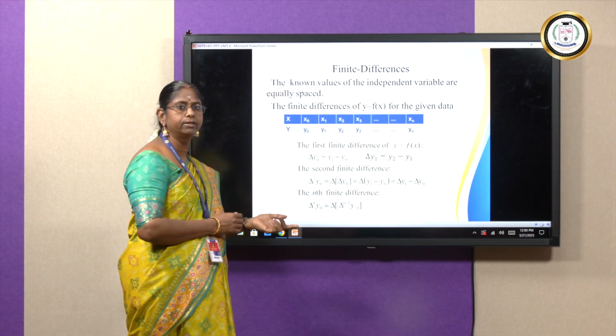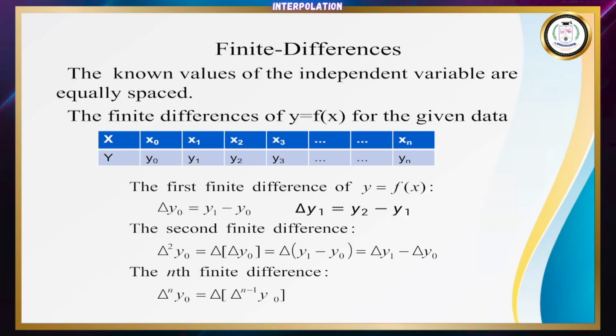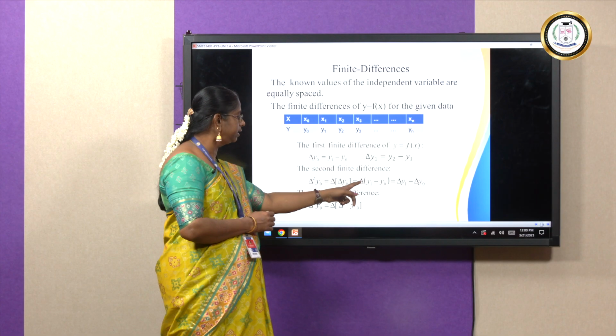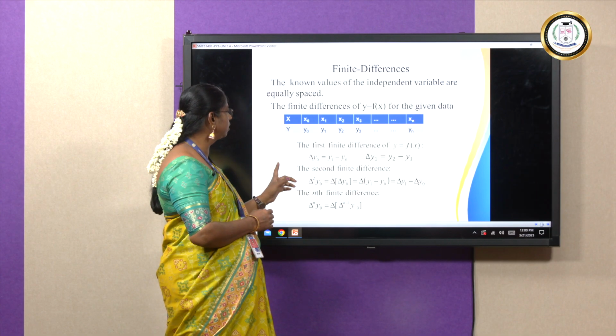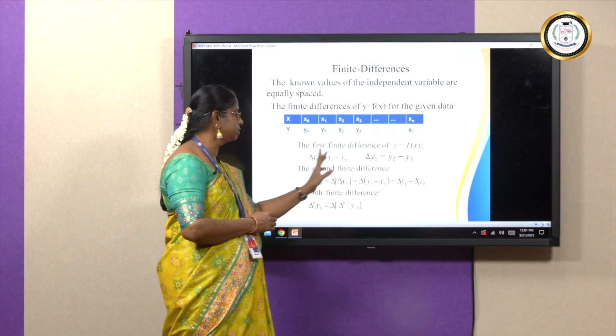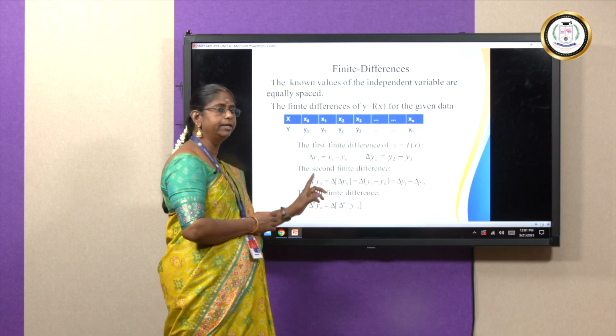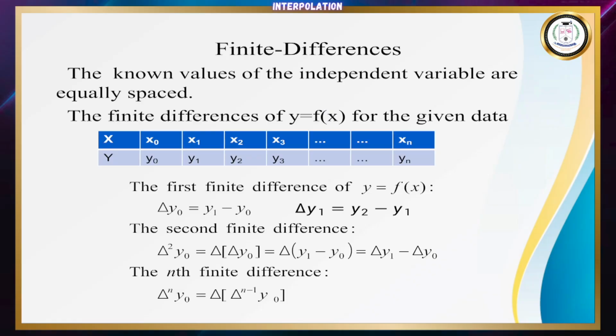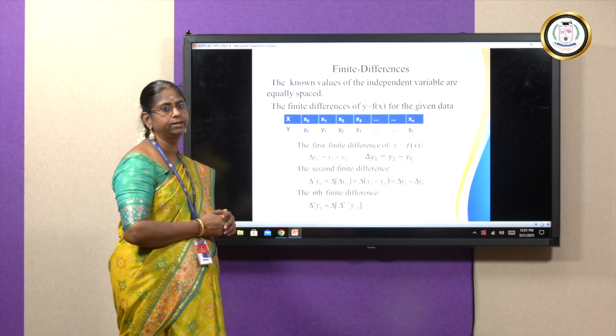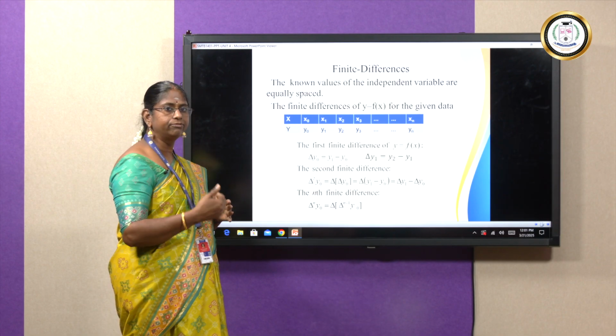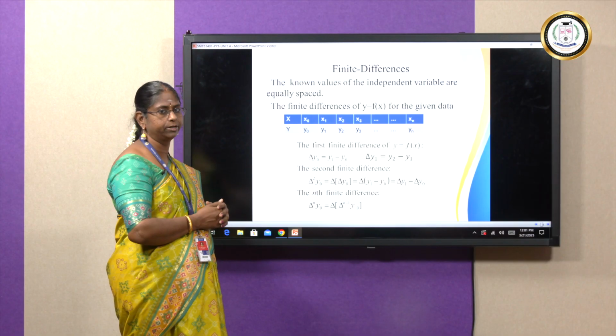Then how can I find the second difference? So that is given by delta square y naught. That's equivalent to delta of delta y naught. Already I know what is delta y naught. What is delta y naught? That's y1 minus y naught. So that is taken here in the place of delta y naught. Then delta y1 minus delta y naught, which gives you delta square y naught. So this is the second difference. So similarly, I can find all the successive second differences.